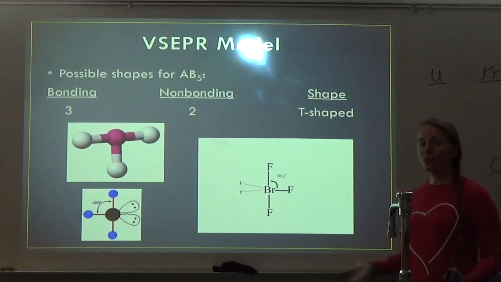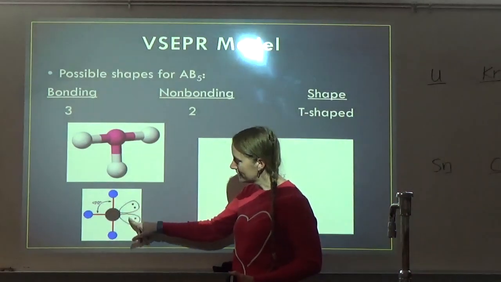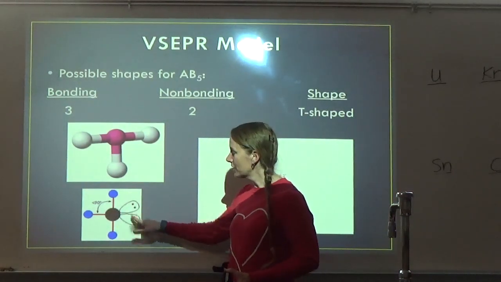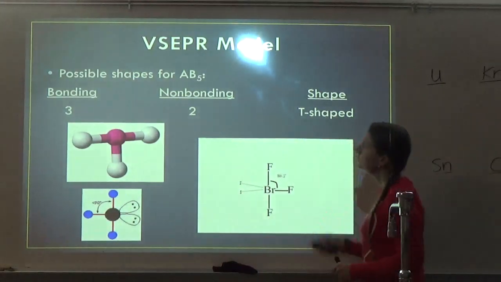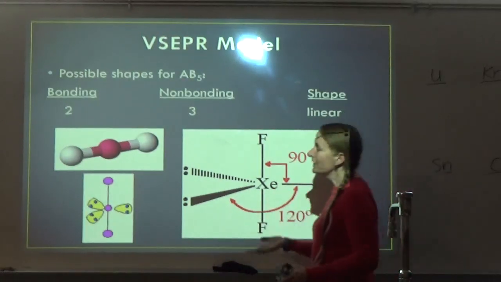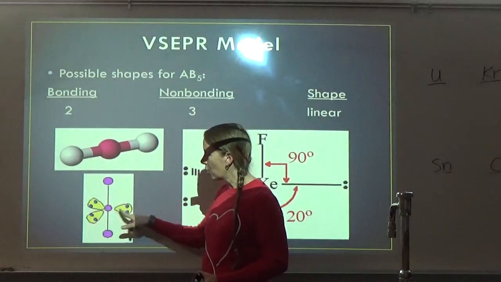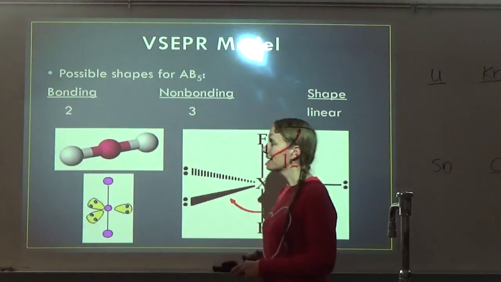And then if you have 3 bonding and 2 non-bonding or lone pairs, it would look like this. They're both on the equatorial position. You can't see those, so it makes a T. So it's called T-shaped. And then if you have 2 bonding but 3 non-bonding, again, notice they're all in the equatorial positions. We're back to what we started with. This is just a straight line. It's linear.